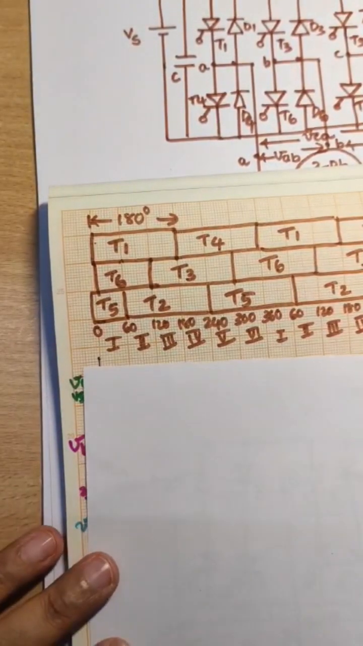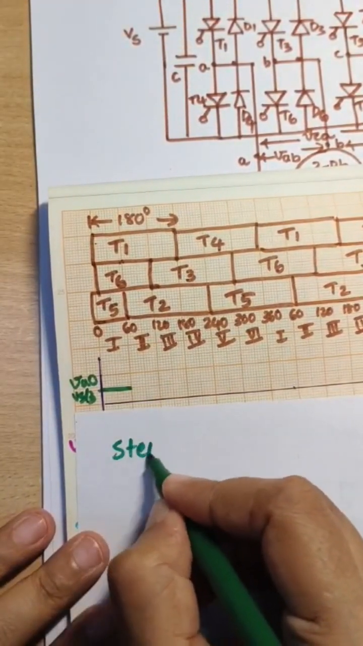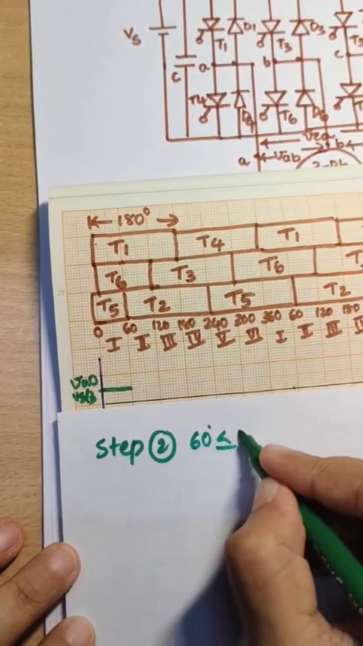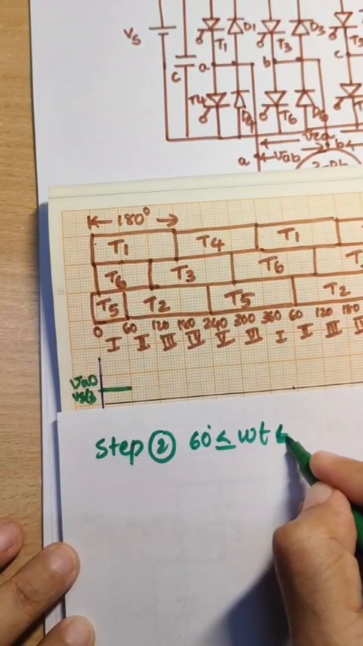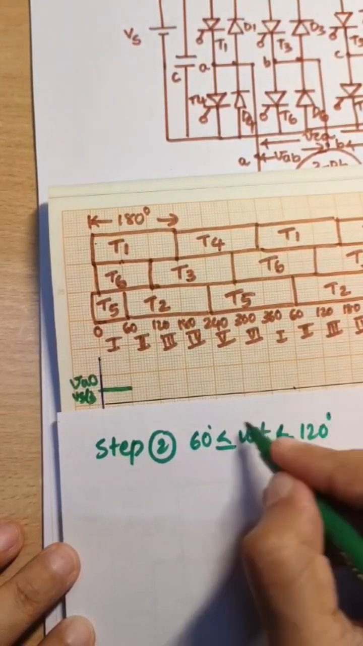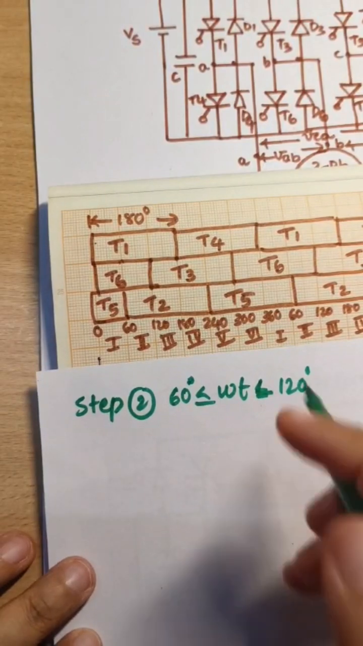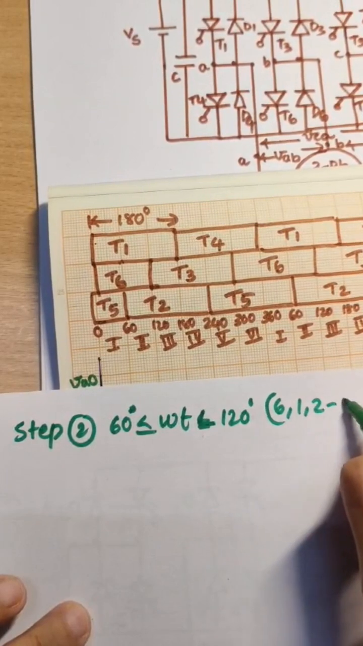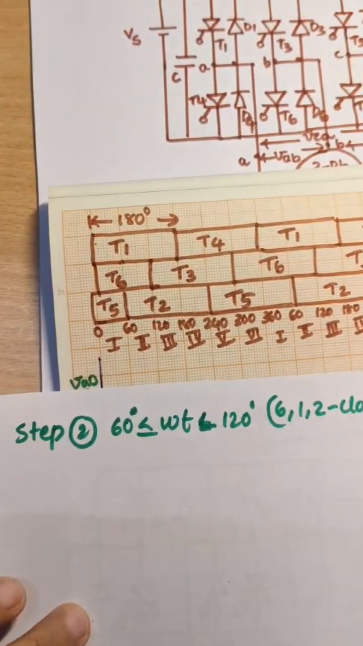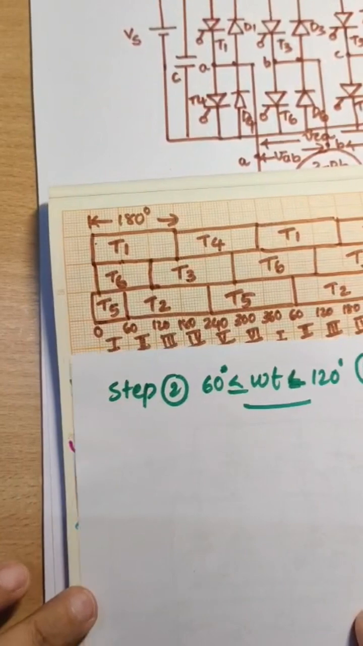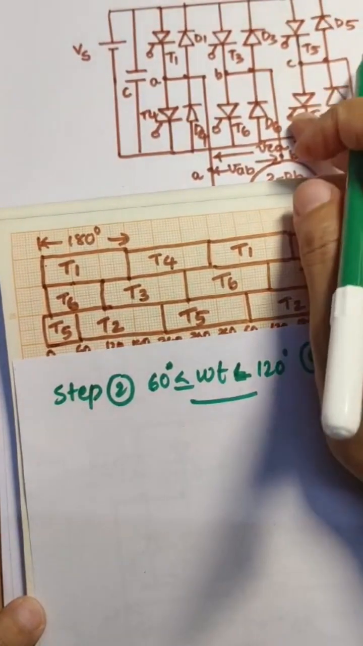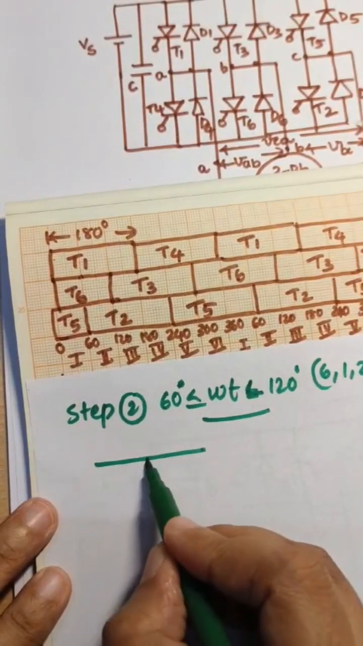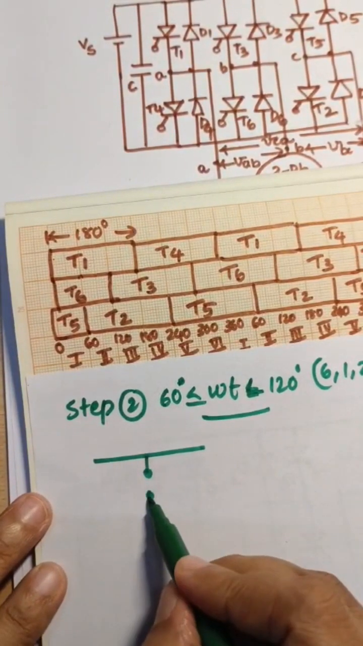Then only we can draw it. So for step 2, that is from 60 degree to 120 degree, the switches closed are 6, 1 and 2. Draw the circuit from here, from the main circuit. Draw the circuits with the switches as a vacant space.